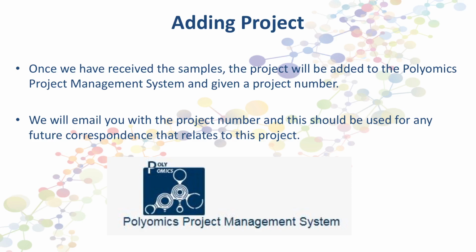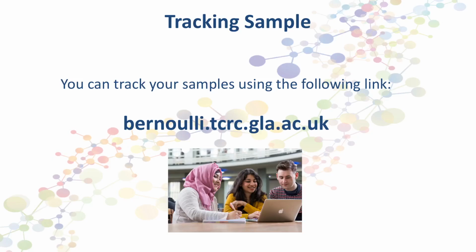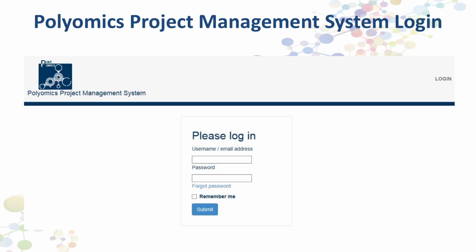Once we have received the project and sample forms electronically and have also received the samples, we will add the project to our project management system and email you to confirm receipt. The project will be given a number. Include this number in the subject line of any future correspondence relating to this project. You can see the link for the project management system on this slide. You will also be sent this in email form. If you have forgotten your password, click Forgot Password to reset. Your username is your email address.